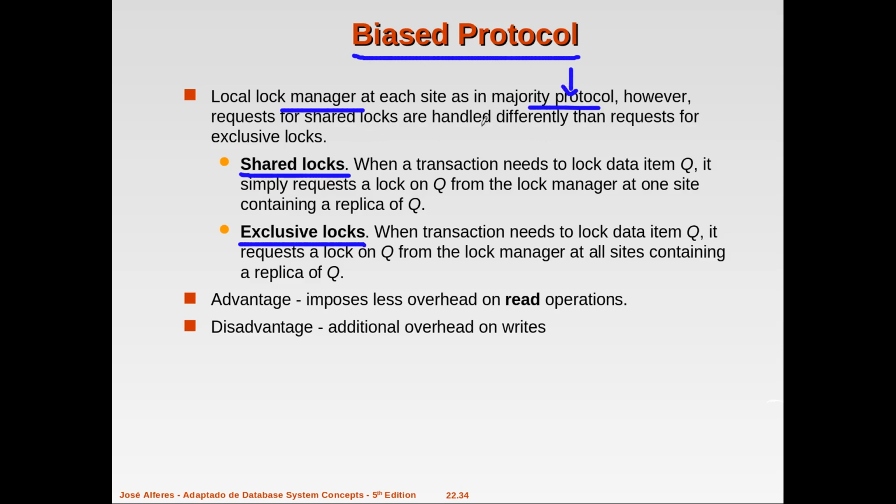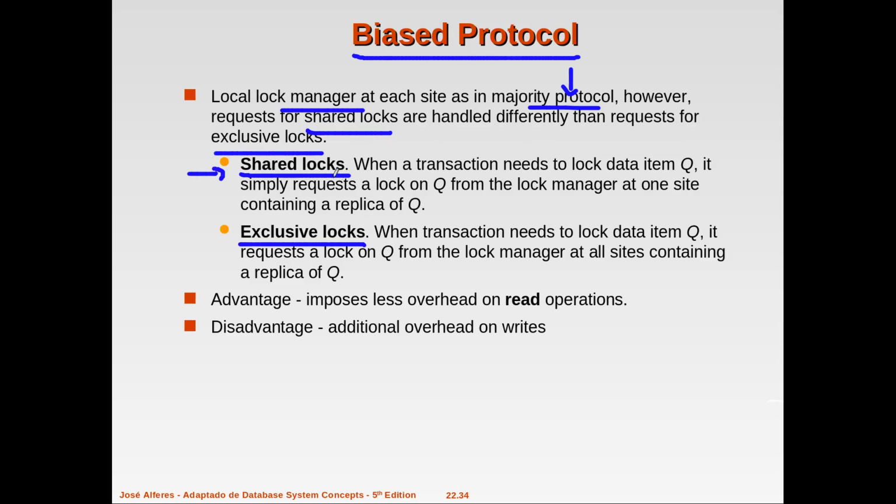But in this case, the requests for shared locks are handled differently than the requests for exclusive locks. So for different types of lock requests, it will be handled differently. In the previous case, it was a generalized case. For any type of lock request, it followed the majority; if it got a majority of responses, it granted the lock. But now there are two types of locks available, shared locks and exclusive locks. So what are these shared locks? Shared locks are normally read locks.